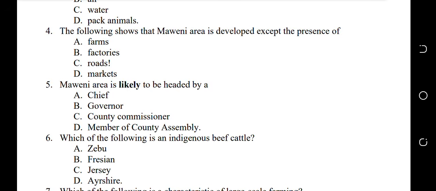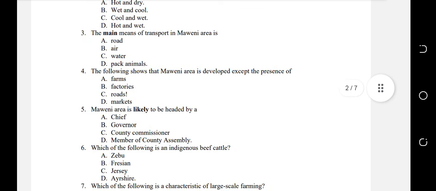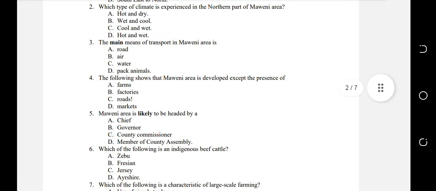This Maweni area is likely to be headed by who? Who governs Maweni area? Looking at Maweni area, who heads Maweni area?